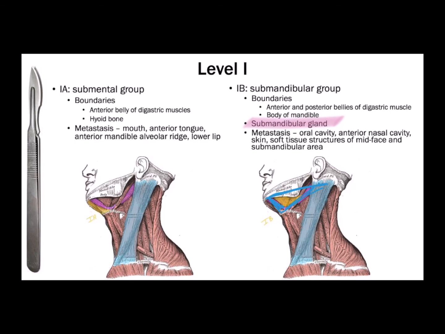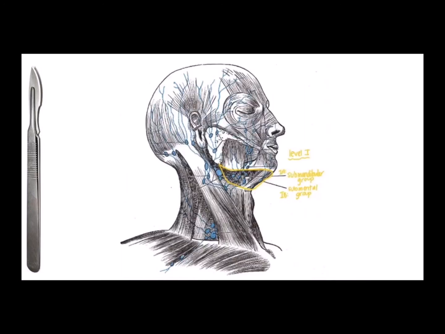So metastasis in this area, it's very similar to level 1A, except you also have the nasal cavity and some of the submandibular area and a little bit of the face. So here's the lymph nodes in those areas. So I put level 1 kind of all together here, but you can see that these lymph nodes in general are pretty superficial.